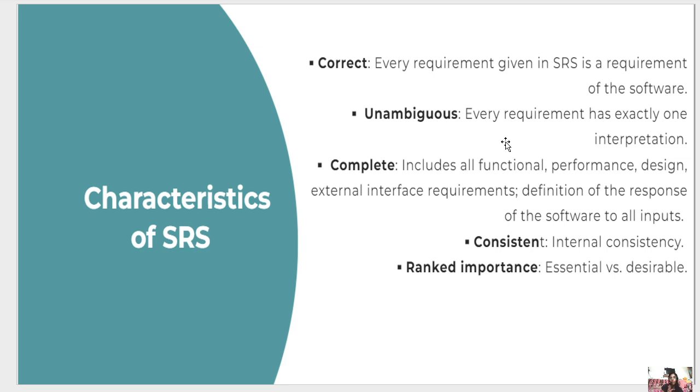Next is completeness. It gives the pin to pin updation of your project progress. Nothing but it includes all the functionals, performance, designs, and internal interface, external interface requirements, then definition of the response of the software to all inputs. Next, consistency, internal consistency. Next is rank importance. It also provides information, like if you are choosing one software, whether it is essential or if it is not, like an alternative which can be used. So this gives the essential and desirable guidelines to your project.